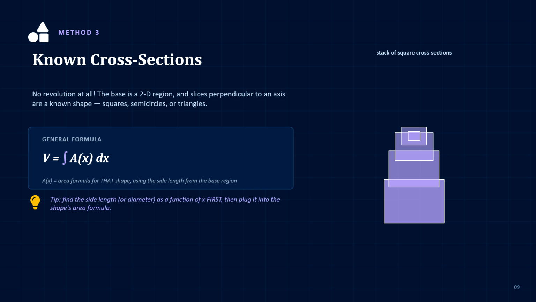or an equilateral triangle. The general formula is still V equals the integral of A(x) dx, but now A(x) comes from a geometric formula: side squared for a square, or 1/2 pi r squared for a semicircle. Using a side length or radius, we find it from the base region.